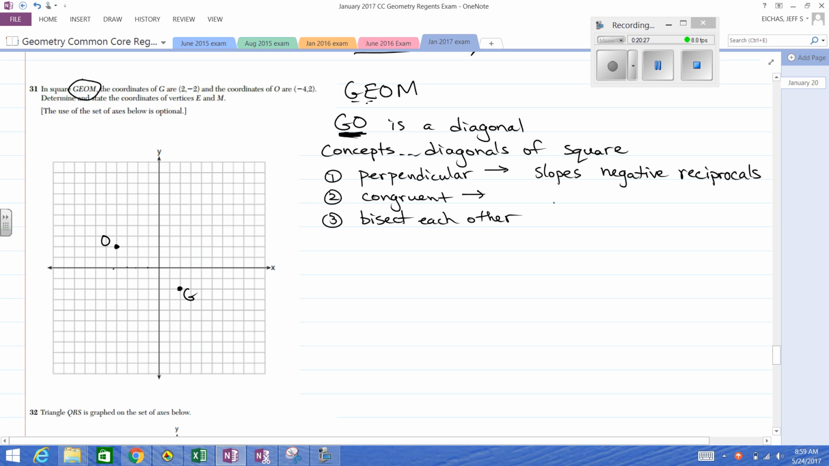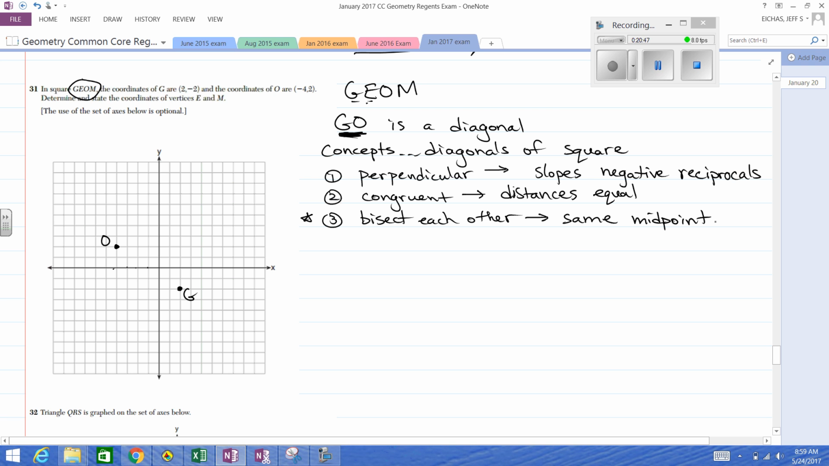Right? For congruent, you're going to need distances equal. And for bisect each other, this is one that's a little tricky, not used a whole lot, but what we've got to show is that their diagonals have the same midpoint. That's going to cover bisect each other.